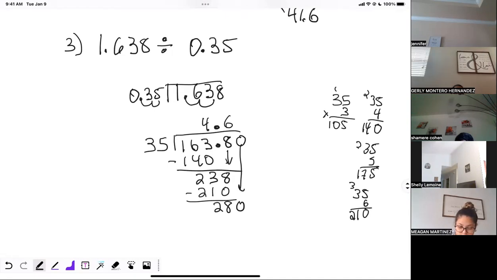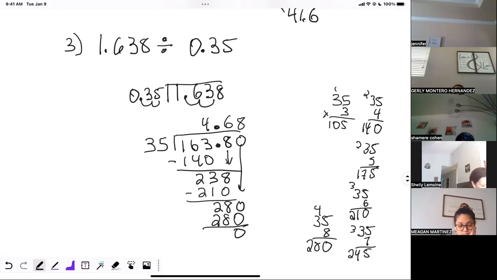So let's try 35 times 7: 21, 2, 3, 24. Okay, not quite, but I know it's the next one. Okay, 35 times 8. We're going to check anyway. 40, 24, 28. Got it. 8, 280, remainder 0. That's my answer, 4.68.